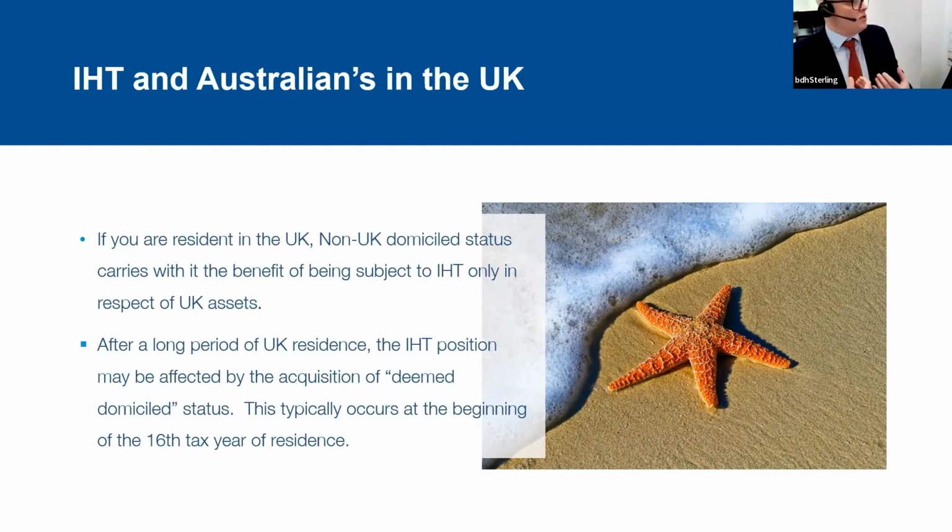So the idea would be that you'd be considered domiciled in Australia. You might be tax resident here in the UK, but still considered domiciled in Australia. However, and this is the crucial point now, after a long period of UK residence, the IHT position may be affected by the acquisition of deemed domiciled status. So this typically occurs at the beginning of your 16th tax year of residence here in the UK.